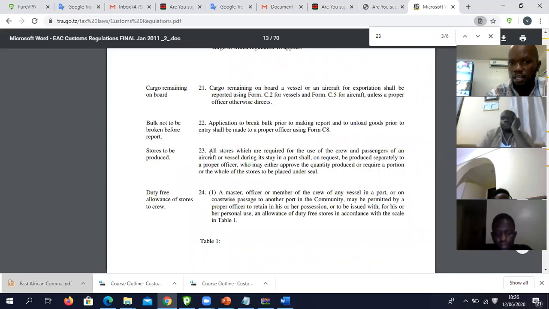It clearly states that all stores which are required for the use of crew and passengers of an aircraft or vessels during its stay in port shall, on request, be produced separately to the proper officer, who may either approve the quantity produced or require a portion or the whole of the stores to be replaced under seal.